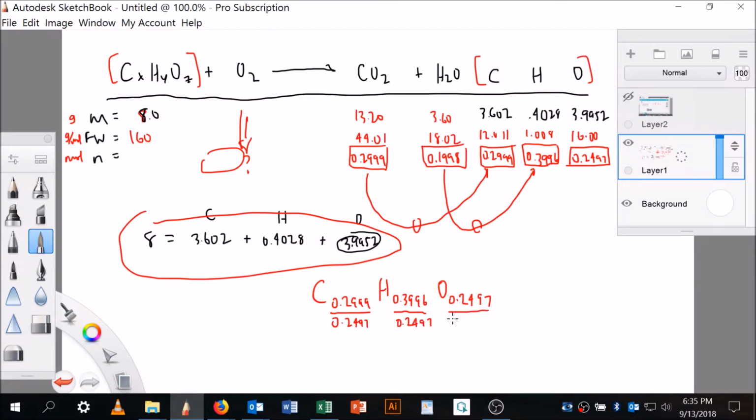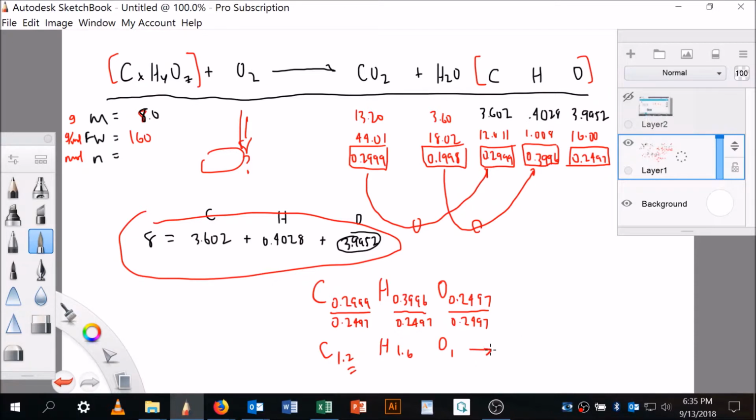Its ratio is really 0.2497 over 0.2497, and this is going to give me C, H, O, and there's a 1 there, I can see that. But let me say 0.3 divided by 0.25 equals 1.2. 0.4 divided by 0.25 is equal to 1.6. Okay, so this looks like a fifth right there, so I think if I multiply everything by 5, I'm good.